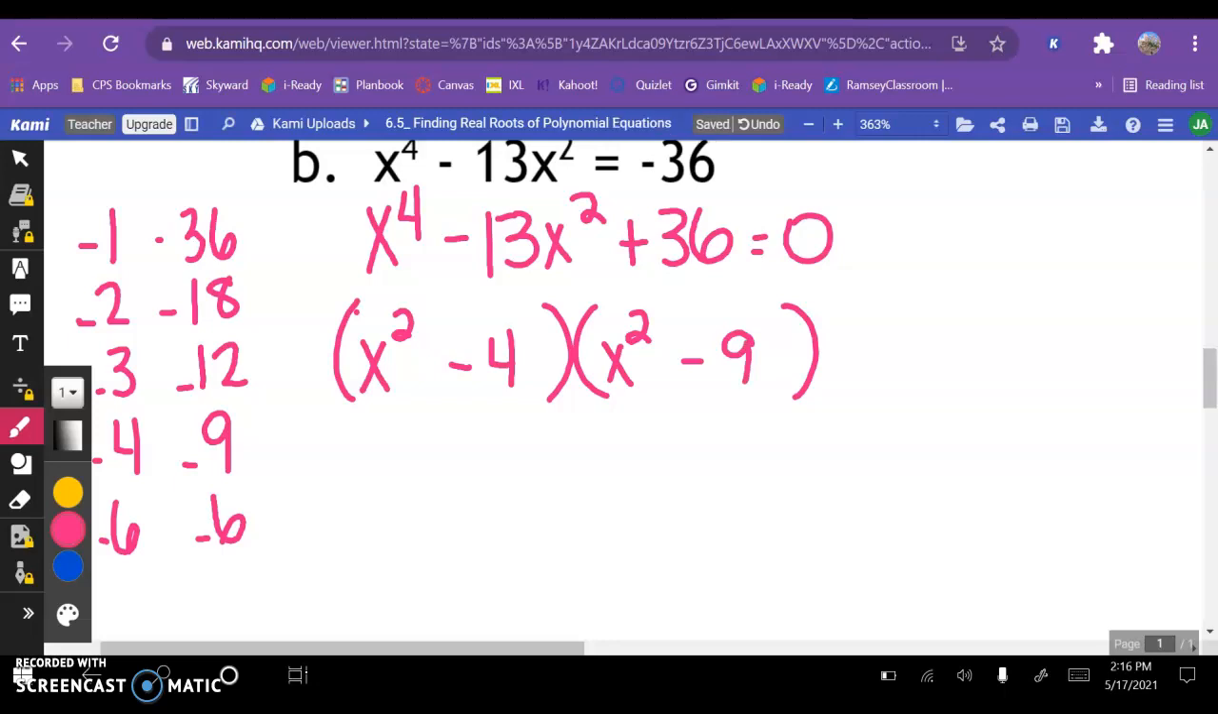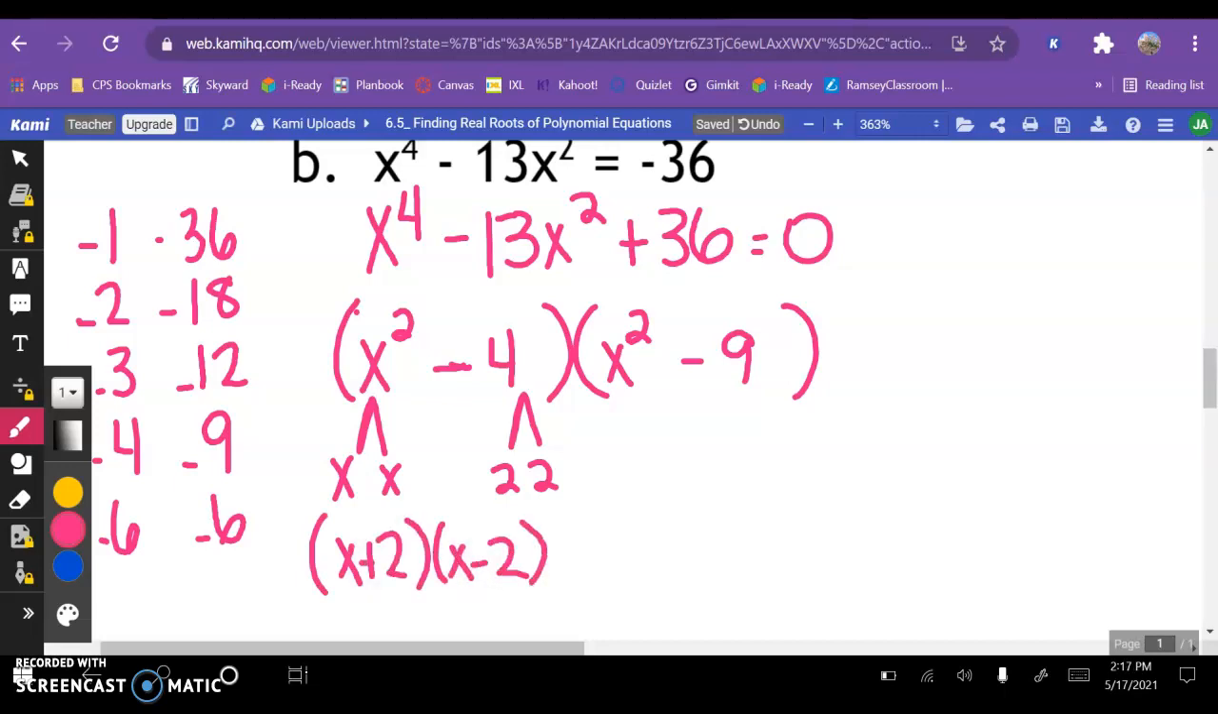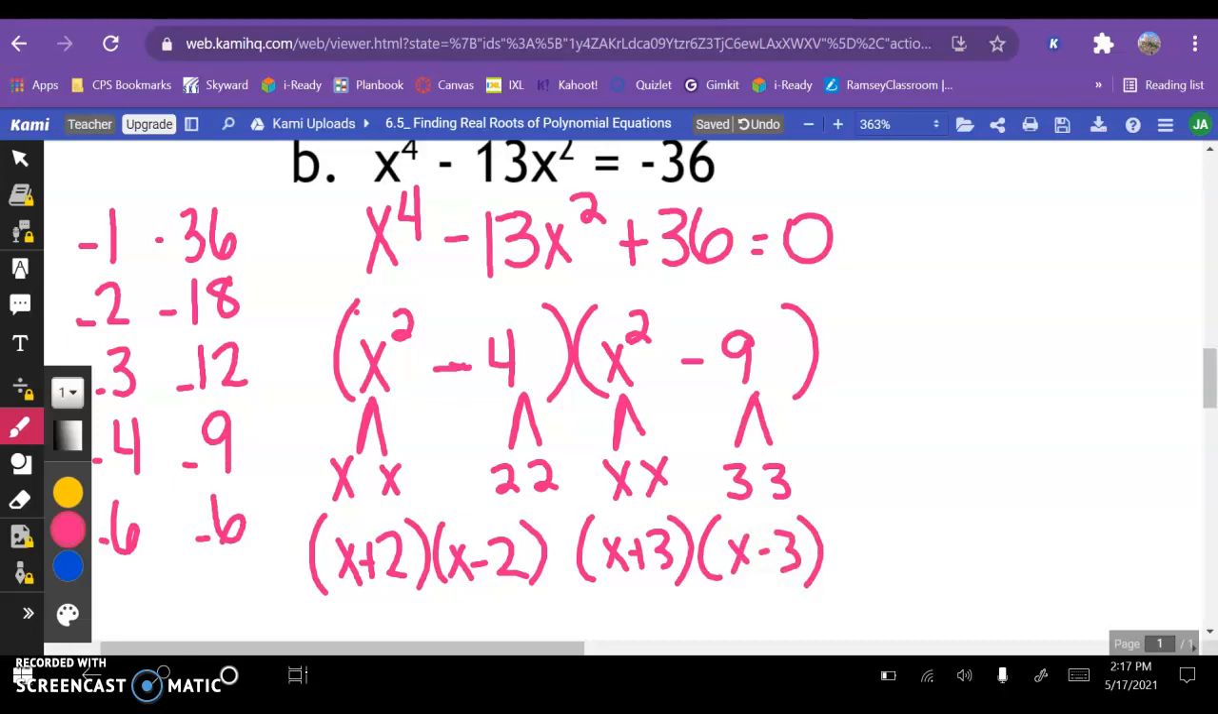Now I have to factor these again because I need just a simple x with an exponent of 1. So this is a difference of 2 squares here, x squared minus 4. It's a difference because it's subtraction, and I can take the square root of both x squared and 4. So x squared is x, and 4 is 2 and 2. So that's x plus 2 and x minus 2. And the same thing over here with x squared minus 9. That would be x and x, and this would be 3 and 3. So we would have x plus 3, and we would have x minus 3.